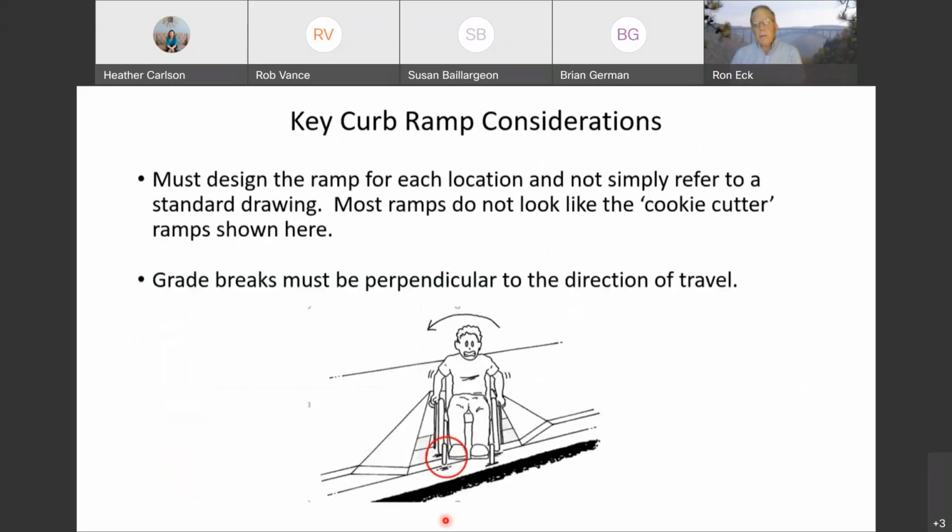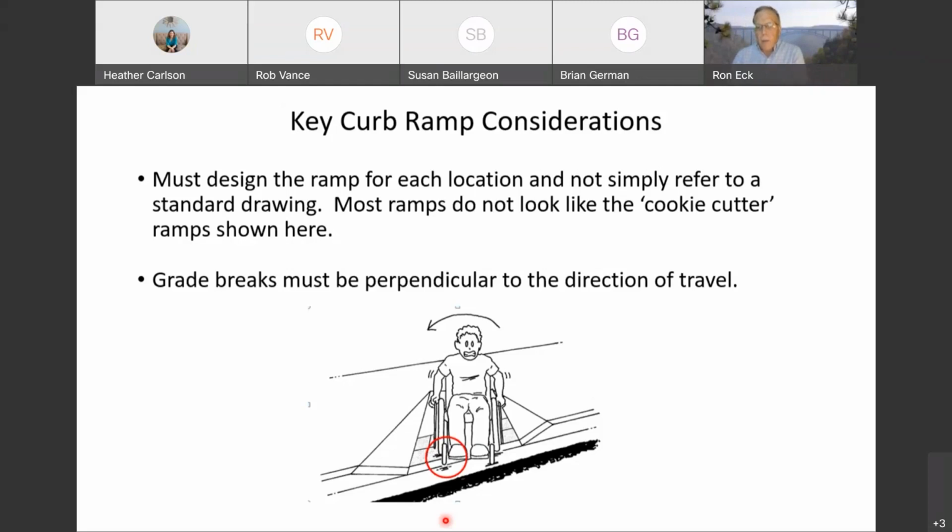Some key curb ramp considerations. Be sure you design the ramp for each location and not simply refer to, say, a typical or standard drawing, because most ramps don't look like the cookie cutter ramps shown here or oftentimes shown in textbooks. You really have to design each ramp for the particular location it's situated in, because there are of course differences in terrain, drainage, right-of-way, buildings and structures and so forth. And so it's hard to fit a typical design into every location.